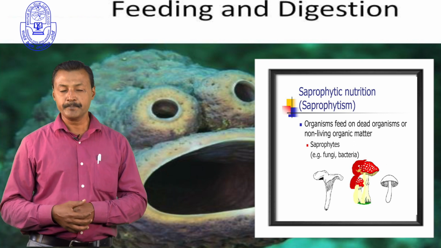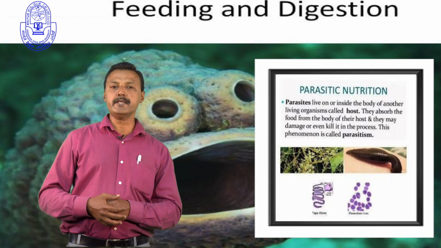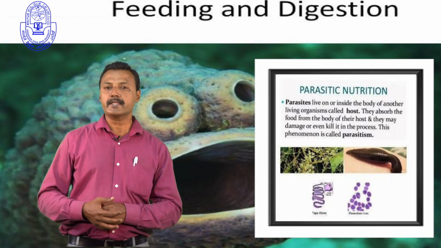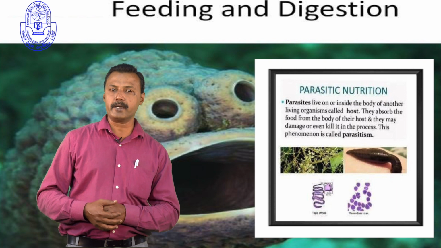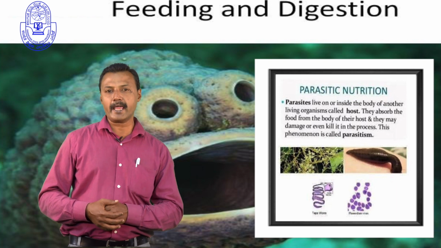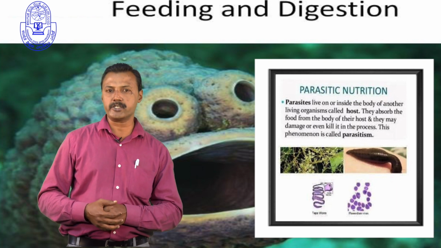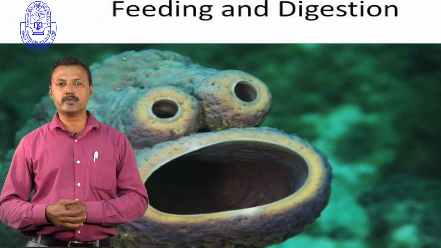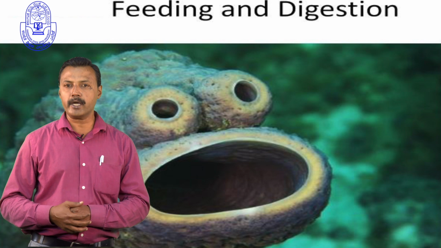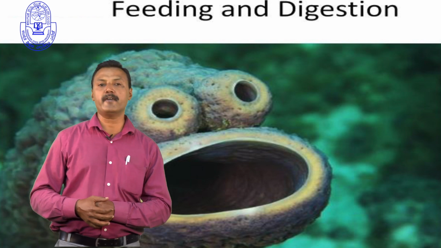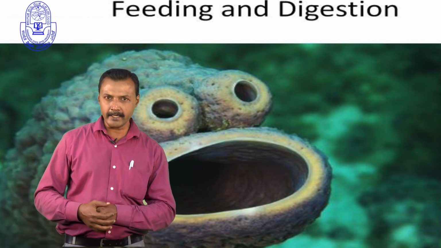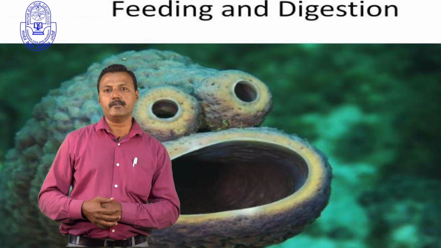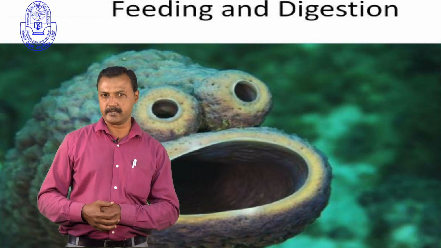Similarly, in the parasitic type of nutrition, the parasite always depends upon the host, drawing direct nutrition which is partially digested by the host organism. So, these are the three important modes of nutrition where organisms derive the energy for their various activities.